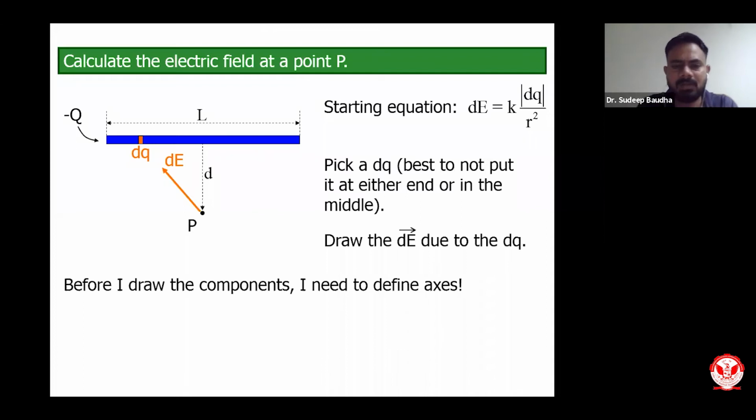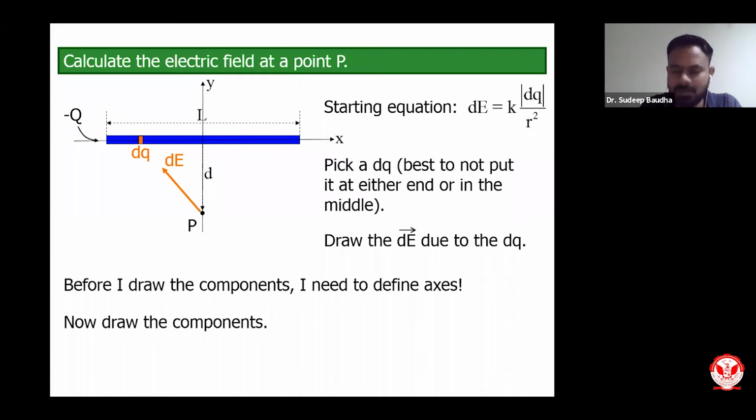So now let us draw the components. Before drawing the components, I must define the axes which I am going to use. I have the x-axis over here and the y-axis over here. So now our geometry is very clear. I have the x-axis along the rod, and the y-axis which is perpendicular to the rod. Point P is on the bisector of the rod, and we have dE pointing towards dq. dq is the small segment of the rod whose effect will be a small amount of electric field.